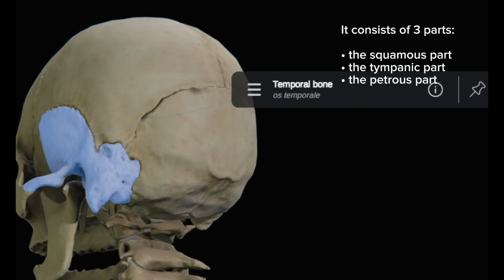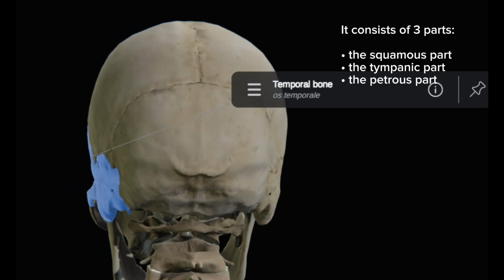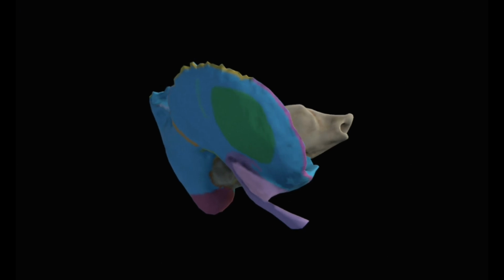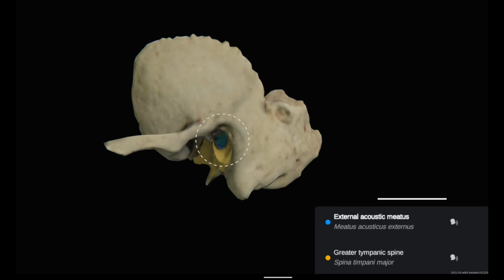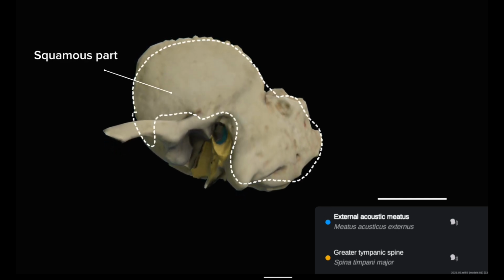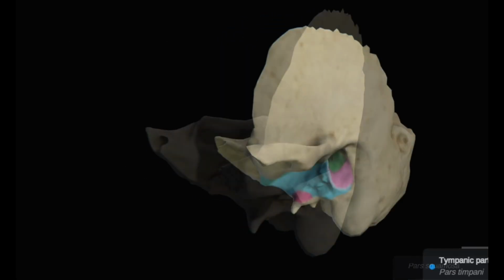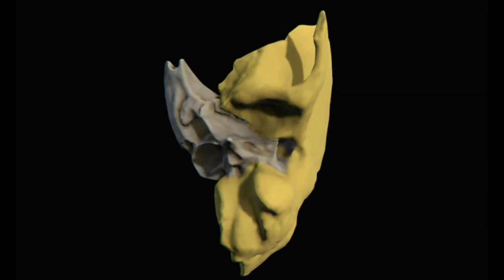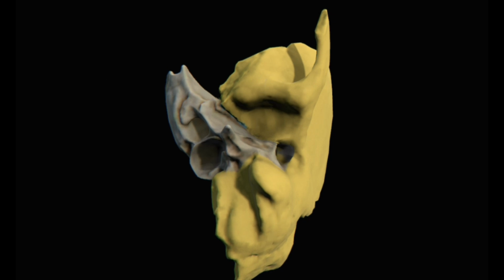The first part is the squamous part. The second part is the tympanic part, and the third part is the petrous part. Within the first year of life, they fuse into a single bone, enclosing the external acoustic meatus, such that the squamous part lies above it, the petrous part lies medial to it, and the tympanic part lies behind, below, and in front of it. The traces of fusion of the individual parts remain visible in the form of fissures.